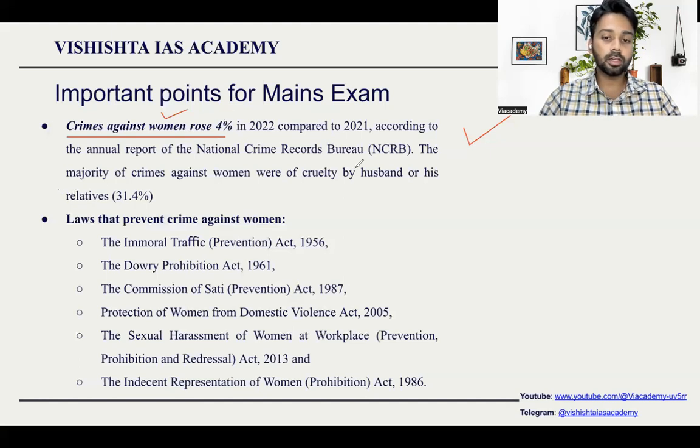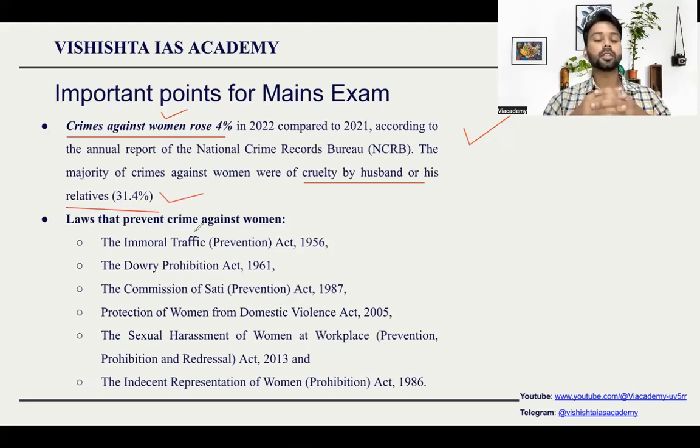The most notable point here is that out of the entire number of crimes against women, 31%, that is nearly 1 in 3, was committed by the husband or relatives themselves. So this point is very, very important. When it comes to the mains examination, women empowerment is a major topic in GS1 and GS2. So you need to know what laws we have to prevent such crimes.